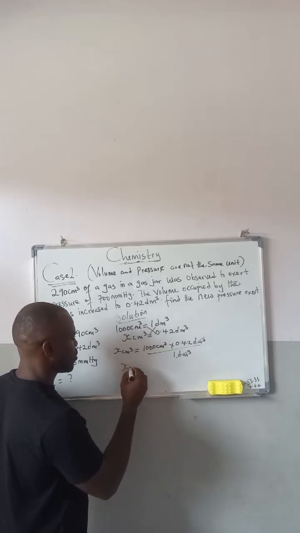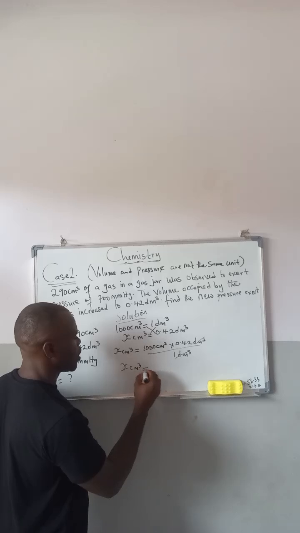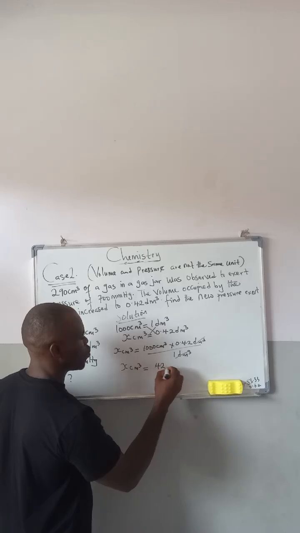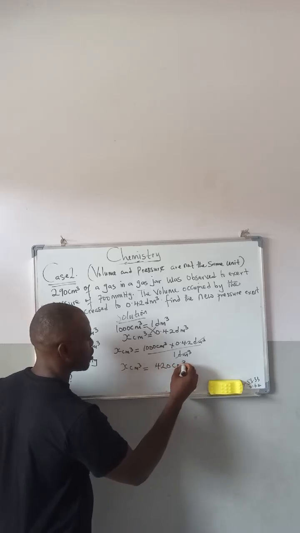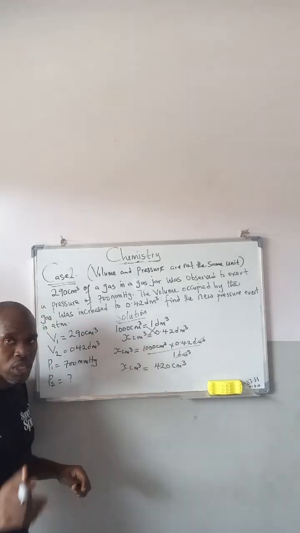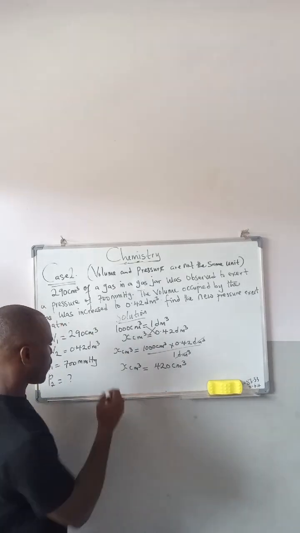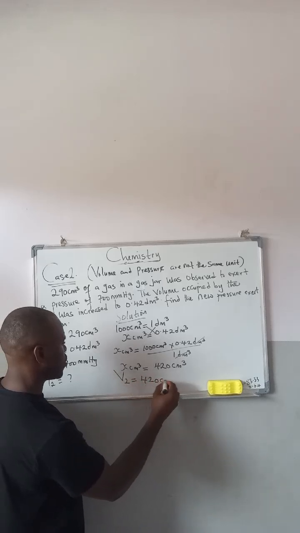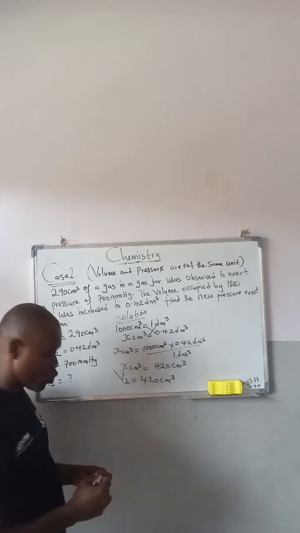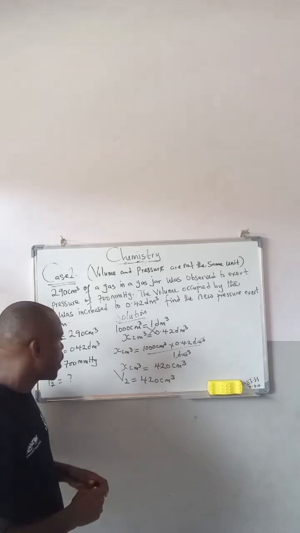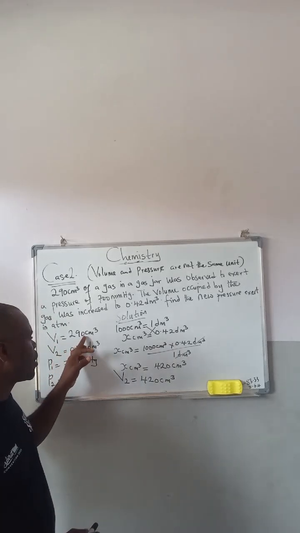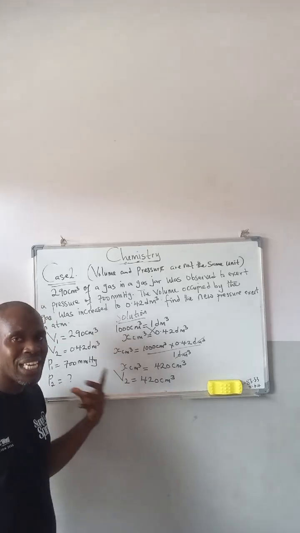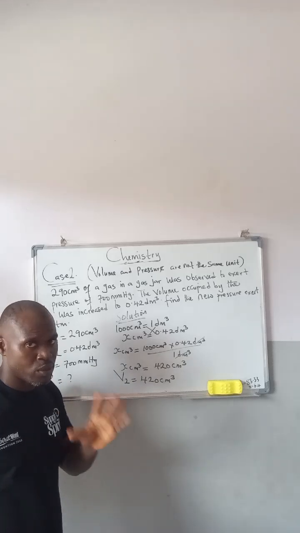So our x centimeter cube will now be 420 centimeter cube. Now we have the same unit. So our final V2 now is 420 centimeter cube. Are you with me? So we have our V1 at 290 centimeter cube and our final V2 as 420 centimeter cube. So they are in the same unit, not different again.